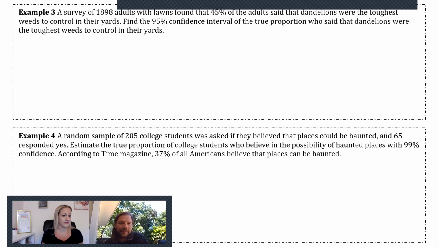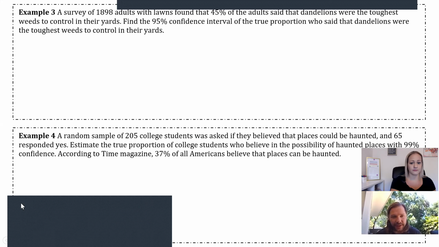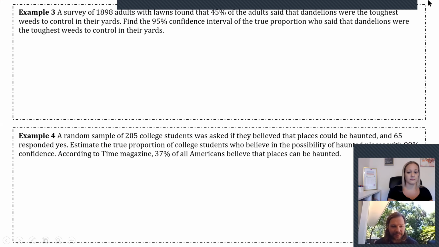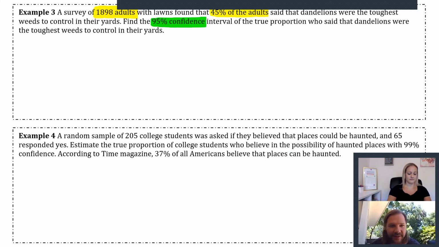Let's see, do you want to take number 3? Sure. It says a survey of 1,898 adults with lawns found that 45% of the adults said that dandelions were the toughest weeds to control in their yards. Find the 95% confidence interval of the true proportion who said that dandelions were the toughest weeds to control in their yards. This was probably not written for a Florida lawn because I barely even see dandelions, but those Florida snow are everywhere.